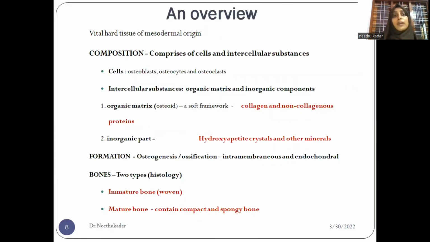So again, I'm winding up. Bone is a hard tissue, a mesodermal organ. It comprises cells, intercellular substance, and organic and inorganic matrix. Formation of bone is called osteogenesis or ossification. There are two types of bone, immature bone and mature bone. There are also different types of bone based on shape and microscopic structure.